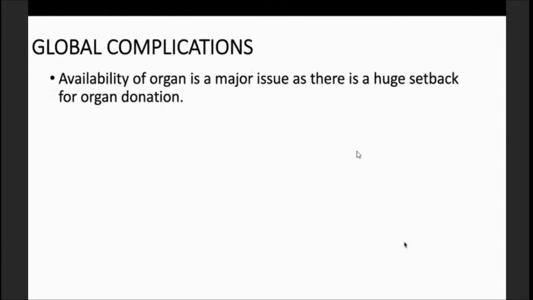Global complications, where do we stand typically? The availability of organs is a major issue as there's a huge setback for organ donation. So moving from NASH and HCC, the primary thing we have is that the immediate cure or the immediate rescue is going for organ transplantation. That's why we are considering the demand for organ donation and the setback we have in the availability of organs though.